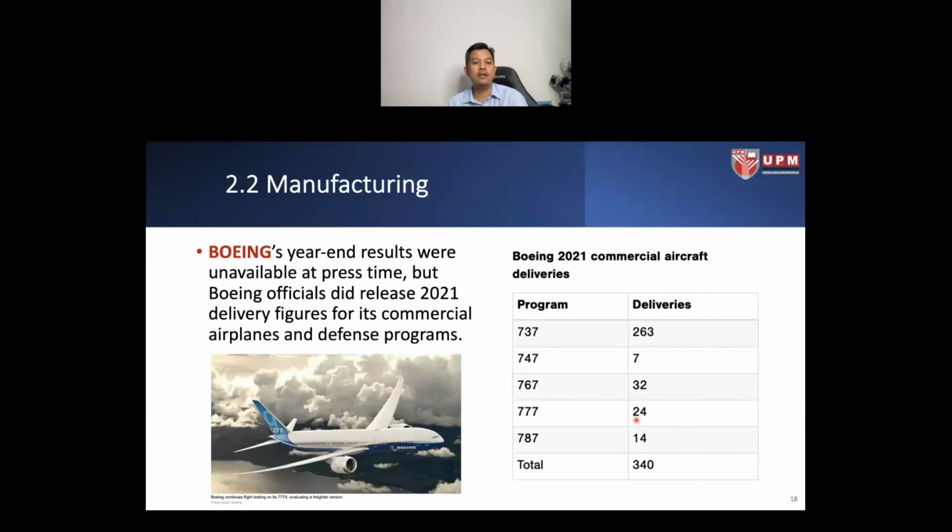So let us look into the Boeing company, right? Just now we looked at the Airbus. What happened to Airbus, and now what happened to Boeing? So basically, year-end results were unavailable, right? But Boeing officials did release 2021 delivery figures. This is the performance of deliveries by Boeing, but we do not have the comparison on 2020, right? So for 737 aircraft, they have 263, 747 7 deliveries, 767 and 777 and 787. So in total, there are 340 aircraft altogether. Compared to Airbus, they have more deliveries compared to Boeing.